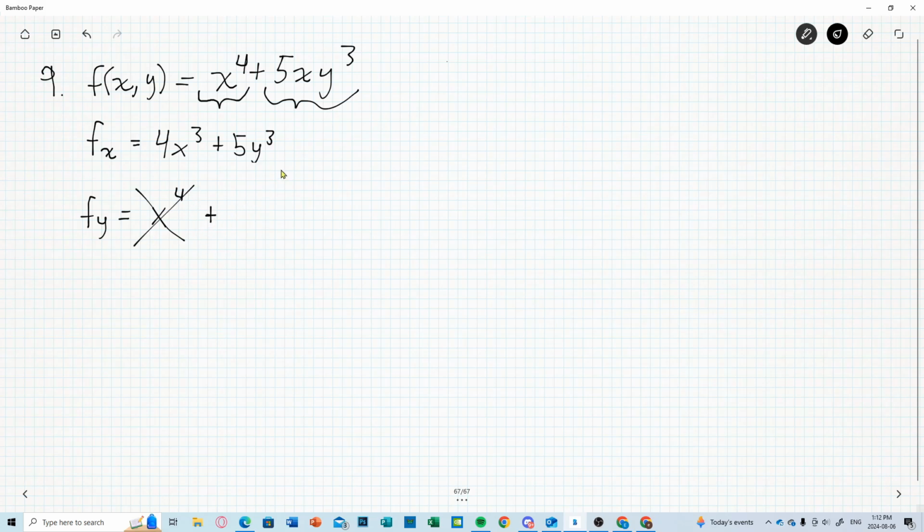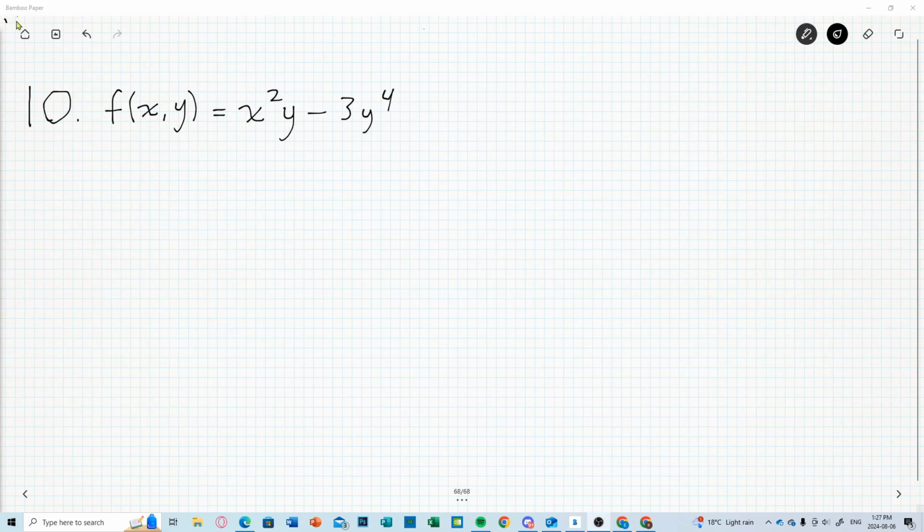Now we add 5xy to the 3, but we're treating 5 as a constant like normal, but this time we're treating x as the constant. So we have 5x, and we're going to just deal with y to the 3. Now our equation becomes 5x multiplied by our new 3y squared, because that's the derivative of y to the 3, and we'll multiply 3 by 5. So we get 15xy squared, and that's going to be the partial derivative with respect to y.